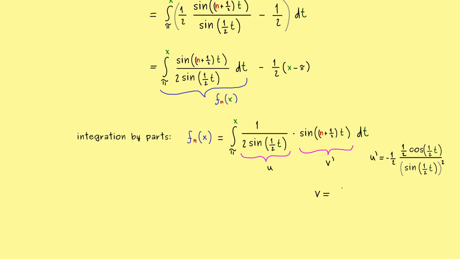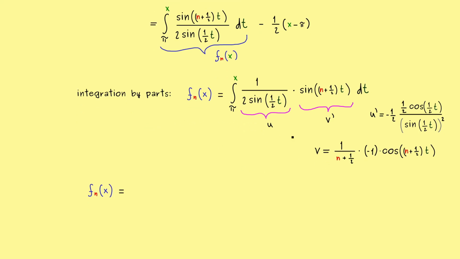More concretely, we see that we get a factor 1/(n plus 1/2) in front. And in fact, this is very helpful if we want to calculate the limit n to infinity in the end. But first we should write down the whole antiderivative here, which means we have minus the cosine function. So there we have it, and now we can use the integration by parts formula.